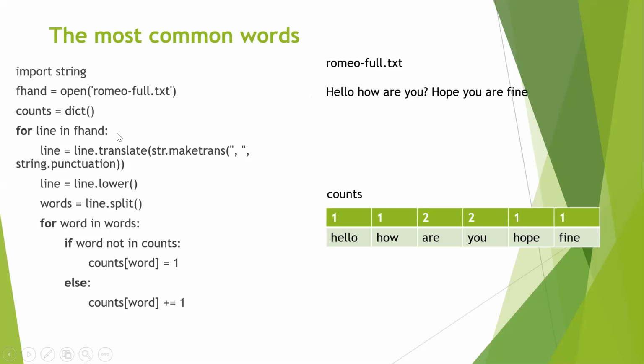Now for each line, you're saying line is equal to line dot translate. So what is the purpose of doing this? You have to remove all the punctuation marks. So I can get all the punctuation marks by saying string dot punctuation. And I can pass it to a function called maketrans. So to this maketrans, I'm passing 3 parameters: an empty space, again an empty space, and a third parameter, string dot punctuation.